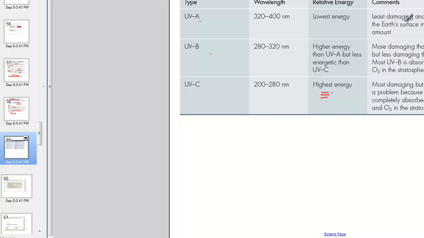UVA is the least damaging and reaches the Earth's surface in greatest amount. We put on suntan lotion to protect ourselves from UVA radiation. UVB, more damaging than A because it's of higher energy, but not as damaging as C. Ozone works to absorb B. Here's UVC radiation right next to an X-ray on our electromagnetic spectrum. It is the most damaging, but it is not a problem because it's completely absorbed by oxygen and ozone.